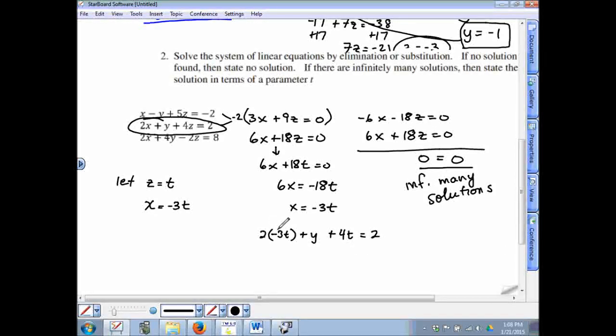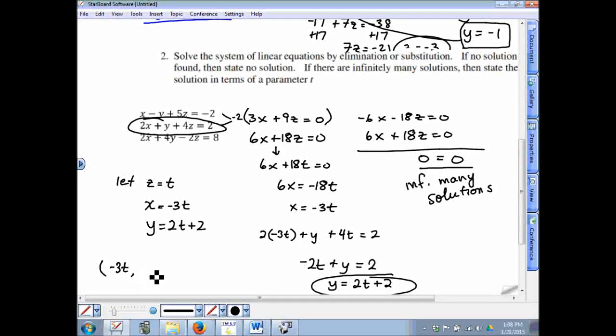2 times negative 3 makes negative 6t. Negative 6t plus 4t is negative 2t, plus y equals 2. You add the 2t over, you get y equals 2t plus 2. So your parameterized solution is negative 3t, comma, 2t plus 2, comma, t.